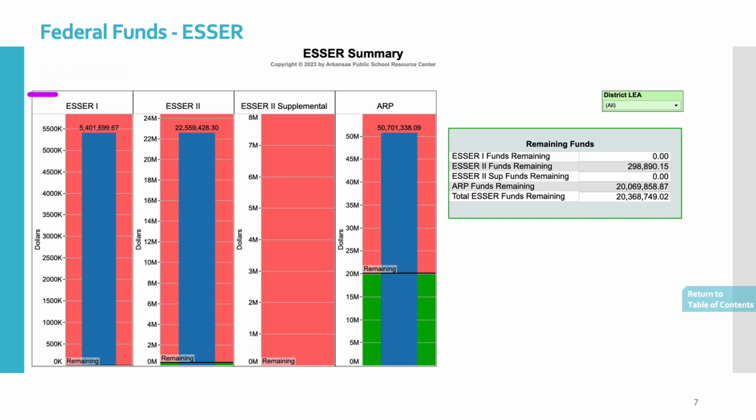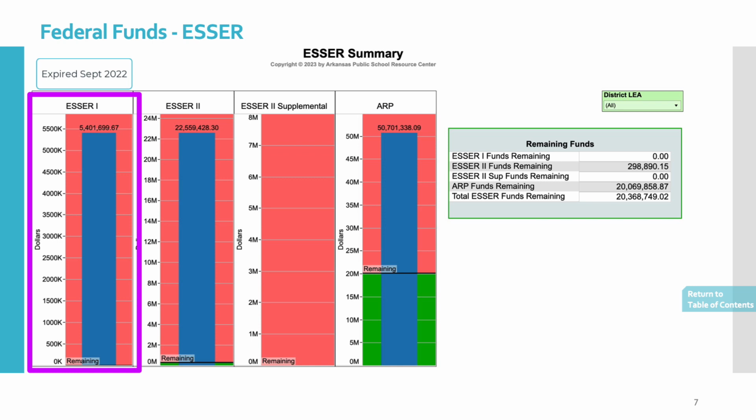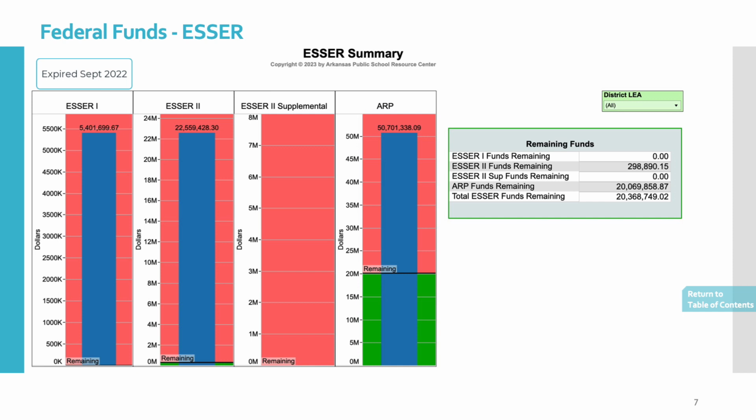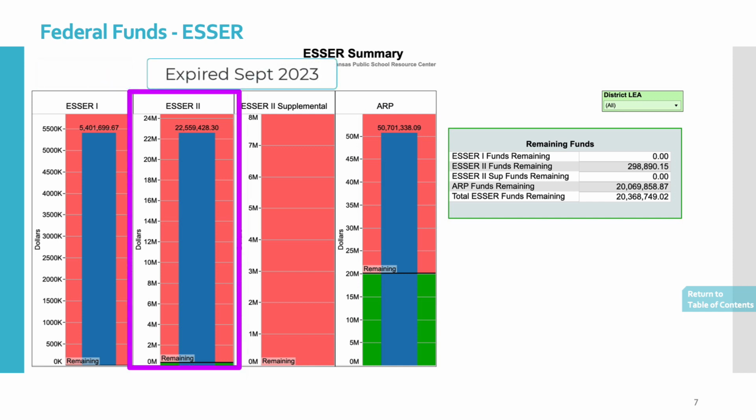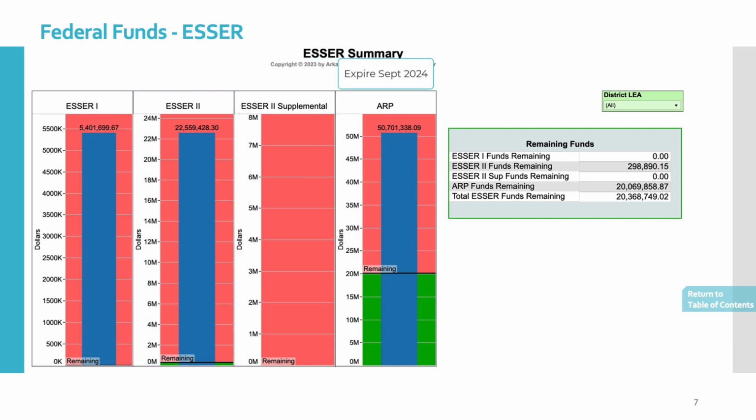But ESSER 1 has already been spent. It's actually timelined out, meaning that it had to be spent already. It could not be used again. ESSER 2: this snapshot was taken about a month ago, and there was about $300,000 left in ESSER 2 statewide. So this chart is a filter of every school in the state that had a remaining amount of money in ESSER 2. They will need to obligate and expend those funds by the end of this month. So just a few days to finish that out.